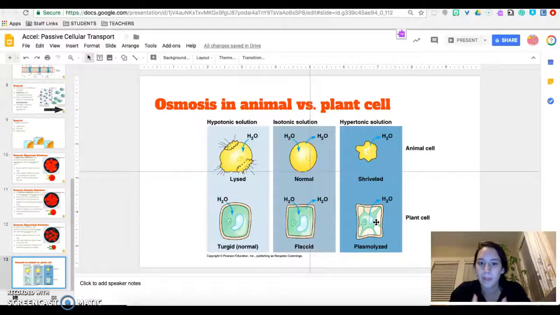So here's my question for you. How would the vacuole have a big part in this? Why would a big, large vacuole in a plant cell matter? And why is the vacuole such a big part of keeping hypertonic, isotonic, and hypotonic? So that's my last question for you.